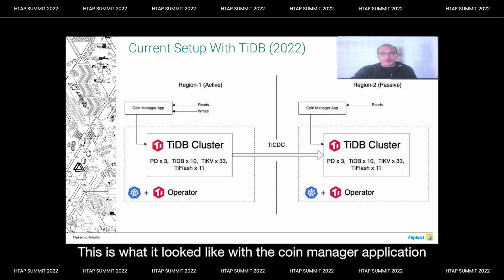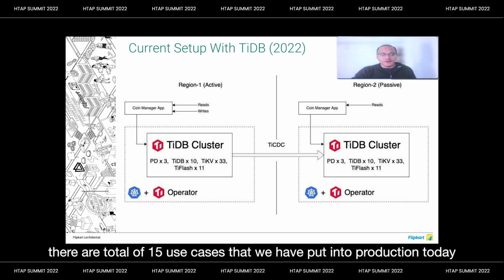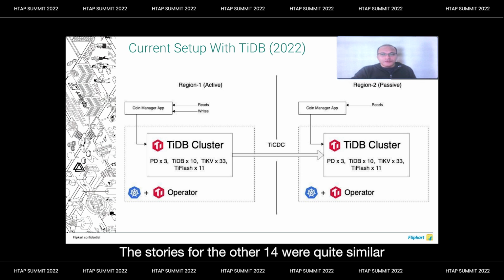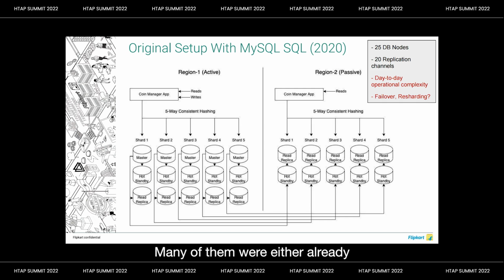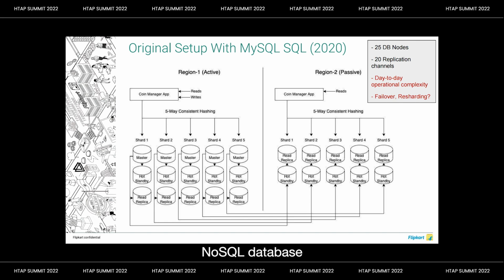So this is what it looked like with the Coin Manager application. As I mentioned, there are a total of 15 use cases that we have put into production to date. The story for the other 14 was quite similar, mostly. Many of them were either already running on a complex sharded MySQL setup like this, or they were hitting scalability limits and trying to figure out what to do. They largely had the option of deploying something like this, or they had to remodel their application to work with a horizontally scalable NoSQL database. So at that point, for many of these applications, we decided to move to TiDB.